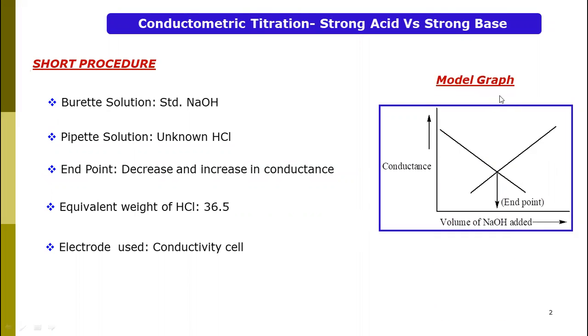And you should draw the model graph, and in this model graph we'll be taking volume of NaOH in x-axis and conductance in y-axis. So initially you will be having decrease and after a particular point you will be having increase. So the decrease to increase, this particular point will be called as your endpoint.